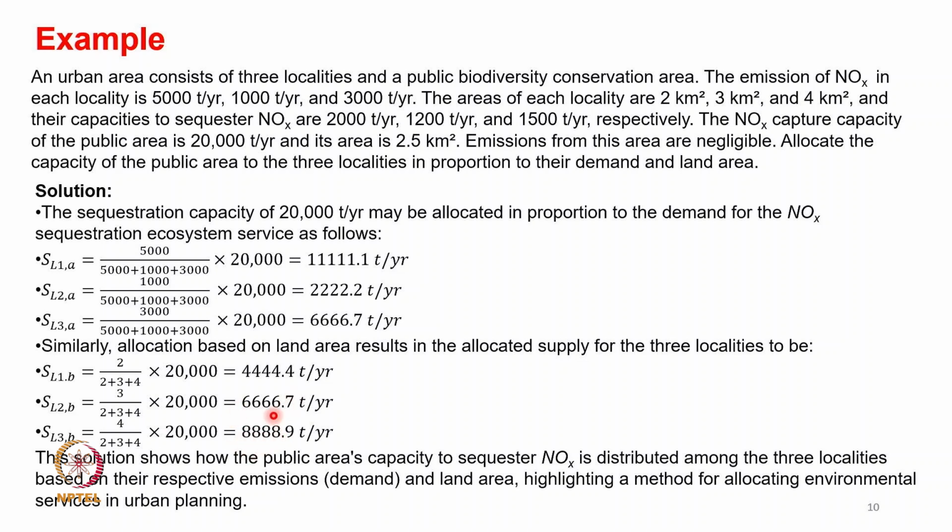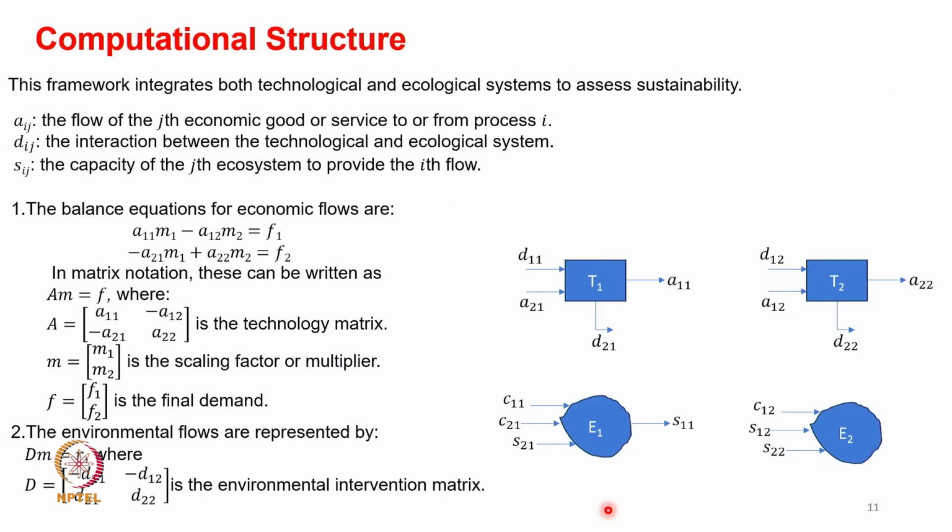So what are we trying to see here? Such a solution shows how the public area capacity to sequester NOx is distributed among the three localities based on their respective emissions and demand of the land area, highlighting the method of allocating the environmental services.